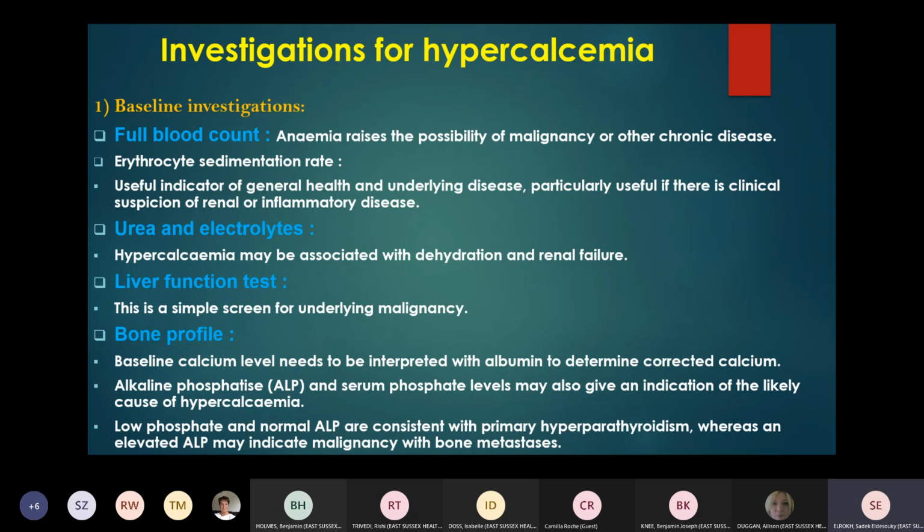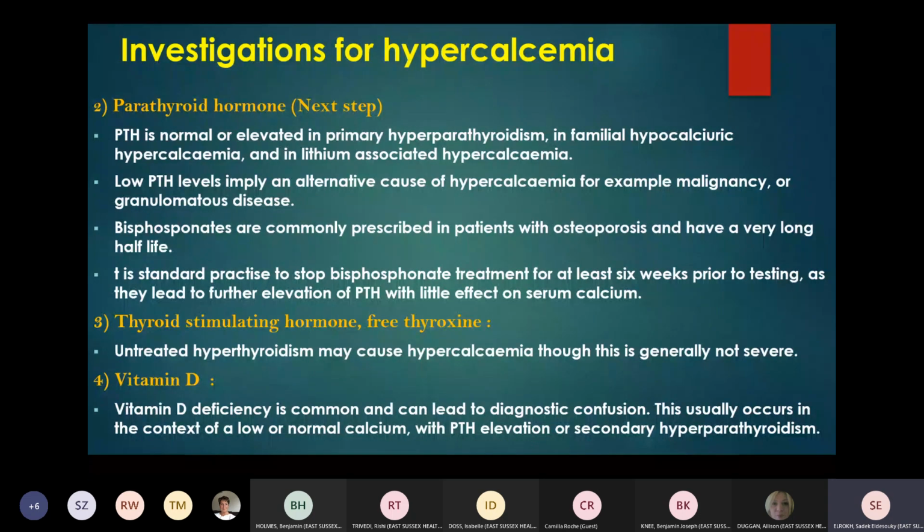What is the next step after asking for basic blood investigations? The next step is parathyroid hormone. If you find that parathyroid hormone is normal, which is called inappropriately normal, or high, with high calcium, this is either primary hyperparathyroidism, familial hypocalciuric hypercalcemia, or lithium-related hypercalcemia.